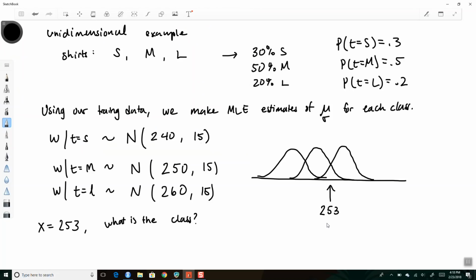Does that make sense? Okay, and so why do you even bother naming these things small, medium, large if they're all the same?